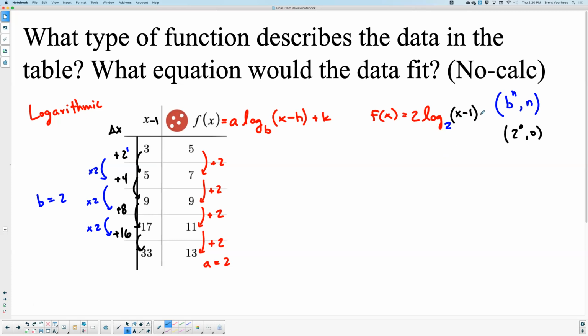The only thing we're missing is our k. So how can you find the k? Well, let's just plug in, and we only have to plug in 1 point. I'll show you. 3, 5. Let's plug that in. 5 is our f of x. We know a is 2, so it's log 2. What's our x on this first problem? First point we're plugging in? 3 minus 1 plus k. Right now I'm solving this for k.